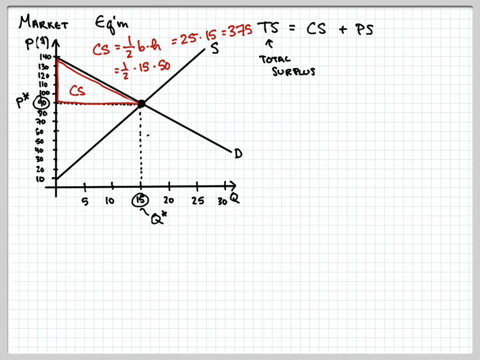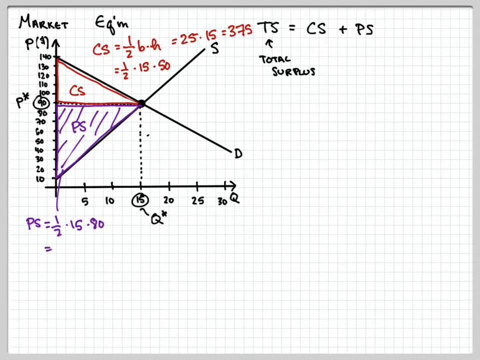Our producer surplus is the area between the price and the supply curve from 0 to 15, the quantity. So our producer surplus is represented by the purple triangle. And the producer surplus here is 1/2 base, which is 15 still. Height is 80. So this is 1/2 of 40 times 15. Not 1/2. 40 times 15, or 600. And this is always measured in dollars.